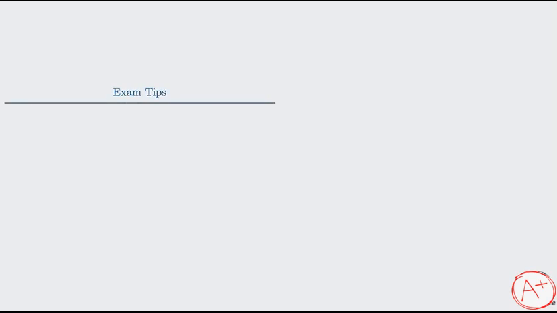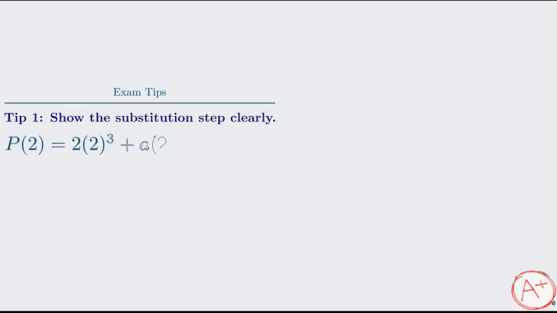To secure top marks in your Cambridge P3 exam, keep these professional tips in mind. First, show the substitution step clearly. Even if you are using a calculator, always write down the polynomial with the substituted values. If you make a small calculation error but have shown the correct substitution, the examiner can still award method marks.